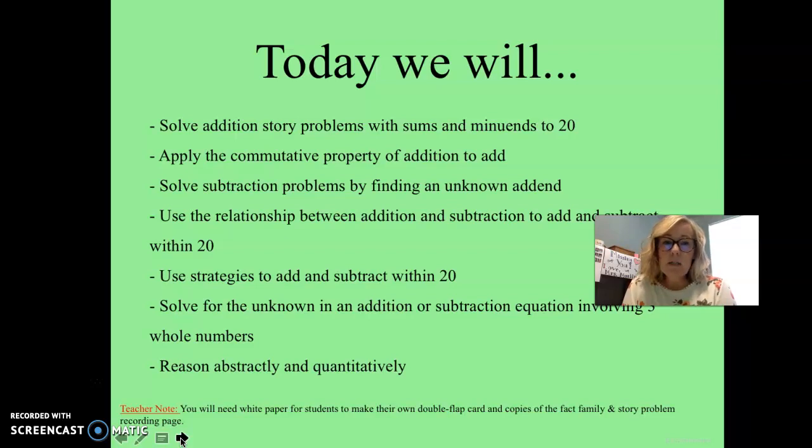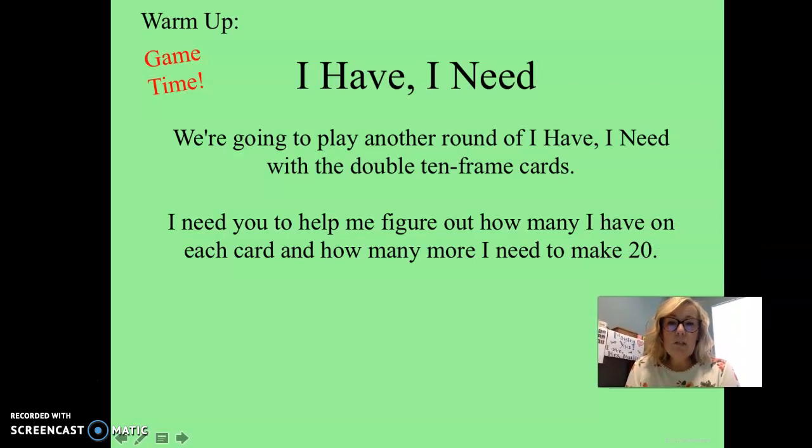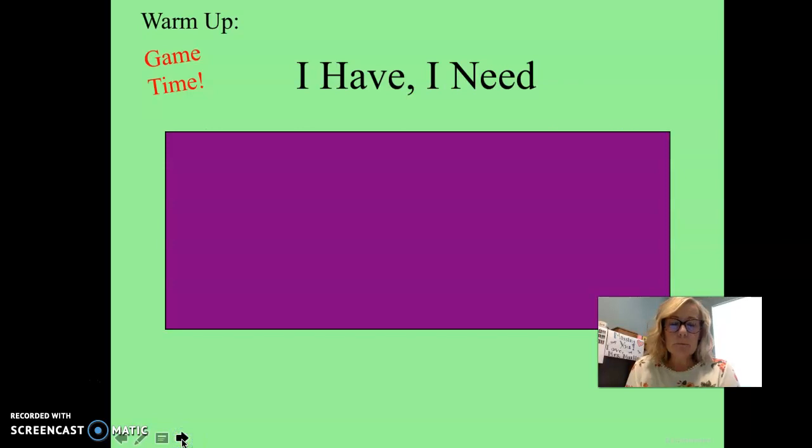For this lesson, you will need white paper, scissors, and something to write with. We're going to play another round of I have, I need with the double 10 frame cards. You need to help me figure out how many I have on each card and how many more I need to make 20. Here we go.